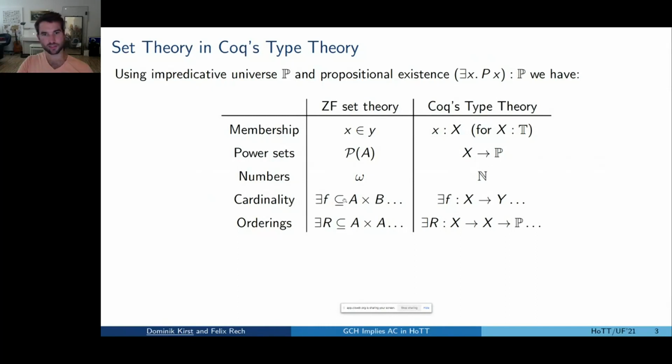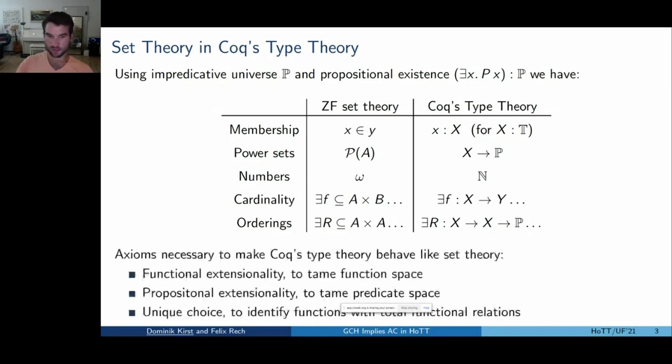So cardinality comparisons based on the existence of set-theoretic functions that compare the cardinality can be represented using type-theoretic functions and anonymous existence. And for orderings, so relations with particular structure, you also can use type-theoretic relations. So this means you have all the ingredients available to express a theorem like GCH implies AC.